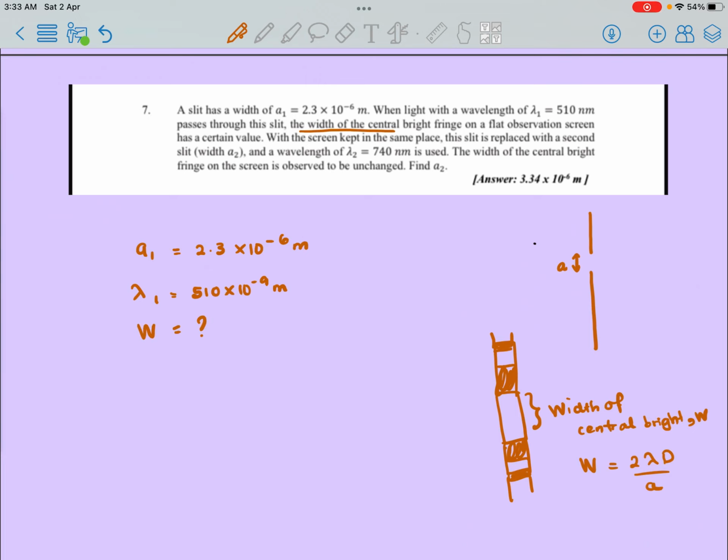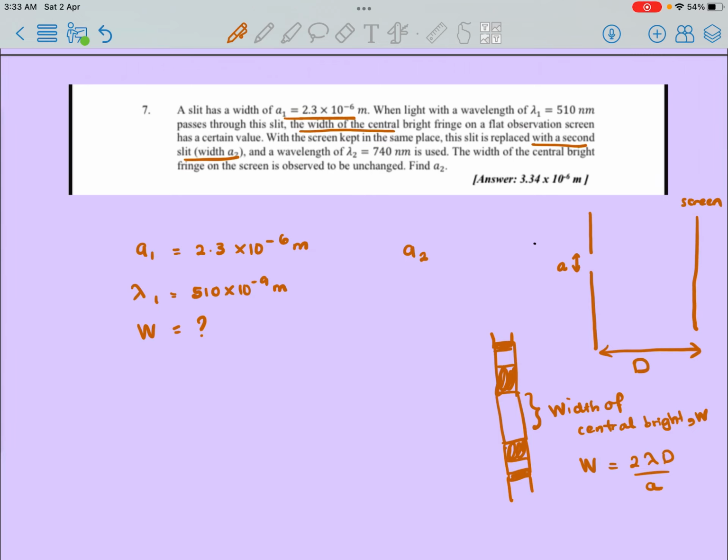And then with the screen kept in the same place, okay? So let's say lah this is our result. Okay, let's say this is our screen lah yang ada result kita tu kan. So D dia tak berubah, okay? This slit tu tadi, slit yang ni lah, is then replaced with a second slit, okay? So tadi slit tu diganti dengan A2, okay?